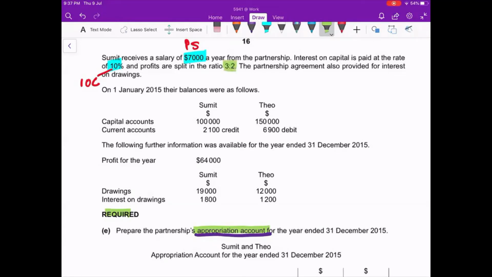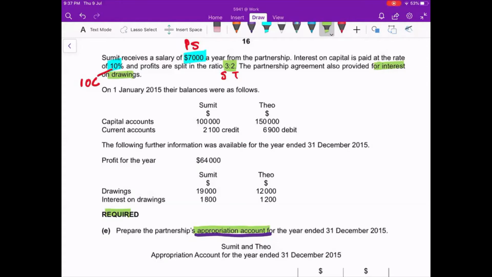What is the meaning of 3:2? We have Sumit and Theo, right? So Sumit will get 3 portions and Theo will get 2 portions from the total profit available to share. Continue. The partnership agreement also provides interest on drawing, but they didn't tell me what percentage the interest on drawing is. If they didn't tell me the percentage, they need to tell me how much. Okay, later they will tell you how much.